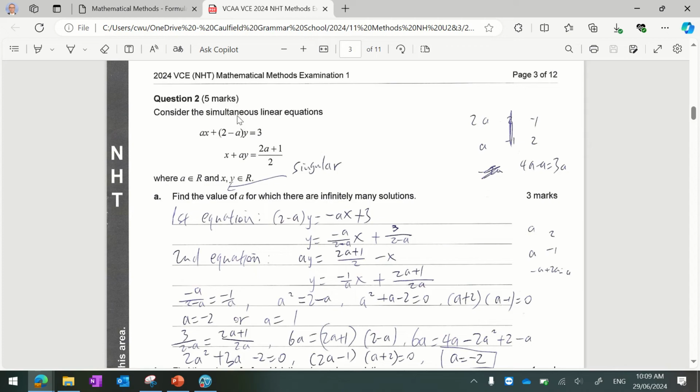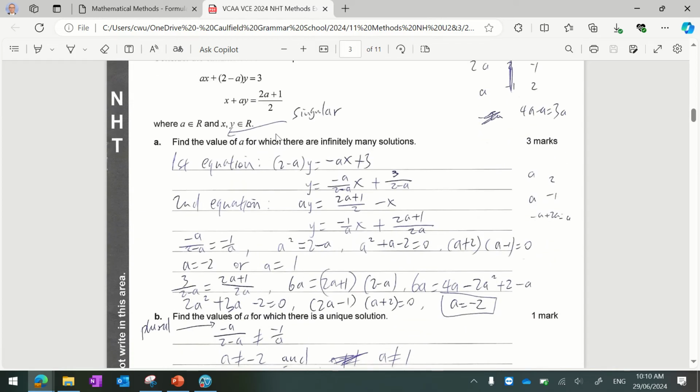And then this one, again, very common in VCAA exams. You have two linear equations, but it's a literal equation, so not everything is written in numbers. There's another unknown, which is a. And then it says find the value of a for which there are infinitely many solutions for the system of equations.